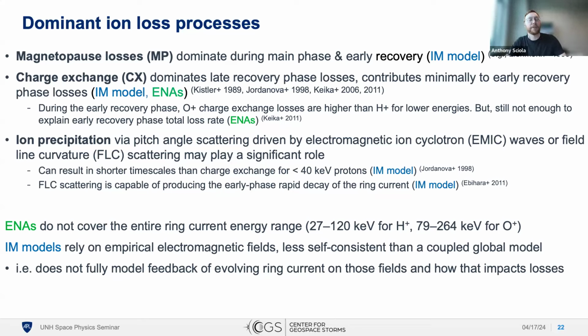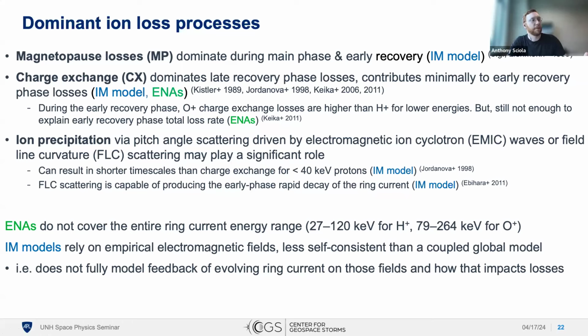And another possible contributor to that early phase decay is ion precipitation, which is, I should say, due to pitch angle scattering driven by either EMIC waves or field line curvature scattering. All these have their own energy dependent influences on the ring current. Some are strong at certain energy ranges more than others. But also as a whole, this is expected to contribute to early recovery phases as well.